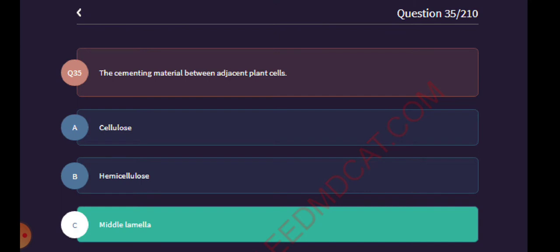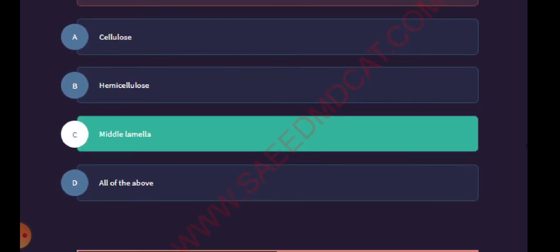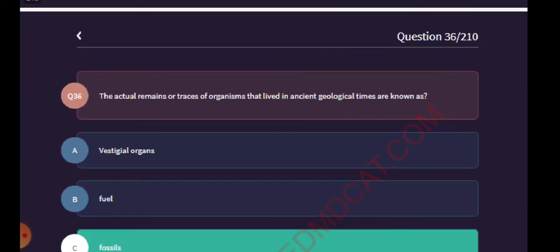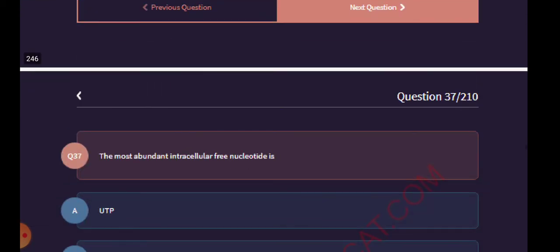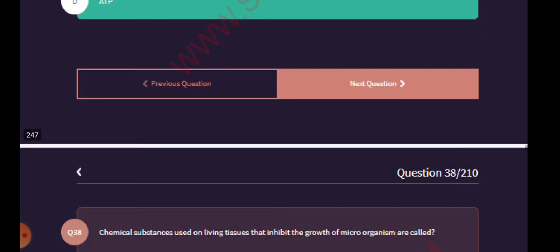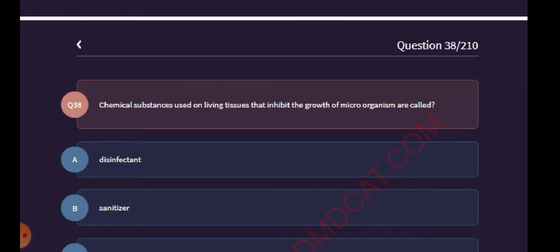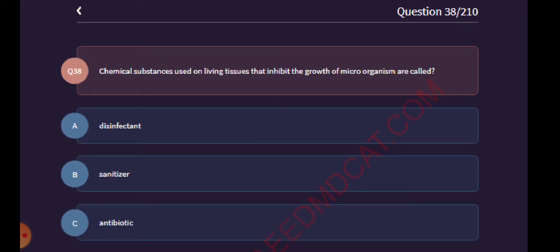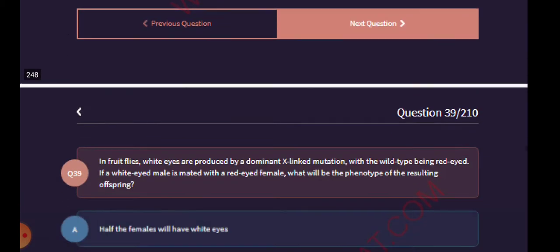The cementing material between adjacent plant cell walls is the middle lamella. The actual remains or traces of organisms that lived in ancient geological time are known as fossils. The most abundant intracellular free nucleotide is ATP. A chemical substance used on living tissue that inhibits the growth of microorganisms is called an antiseptic.